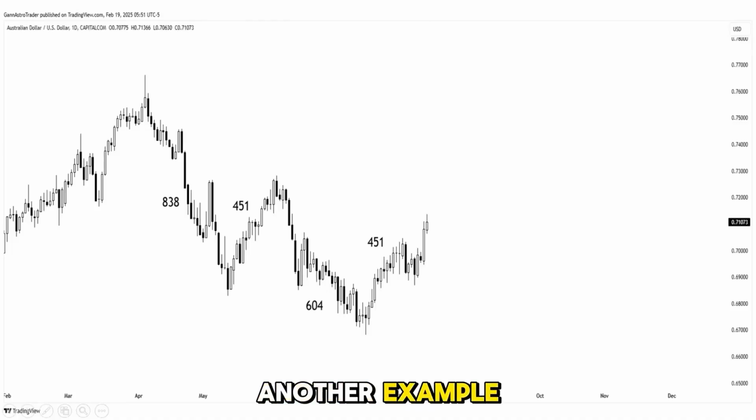Let's look at another example, this time using the Australian dollar to US dollar pair on the daily time frame. I have already measured the price ranges, which are 838, 451, 604, and 451 pips. These values represent the measured price swings between key highs and lows, helping us identify potential repeating price patterns. Now, our next step is to analyze the time intervals between these moves. By combining both price and time, we can project the next potential market movement with higher accuracy. Let's measure the time cycles and calculate the averages to anticipate the next setup.